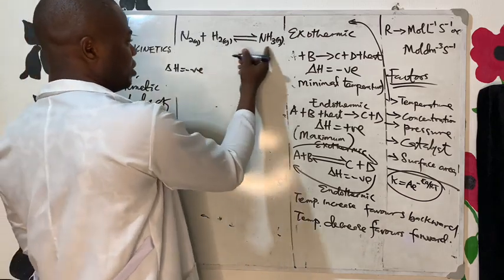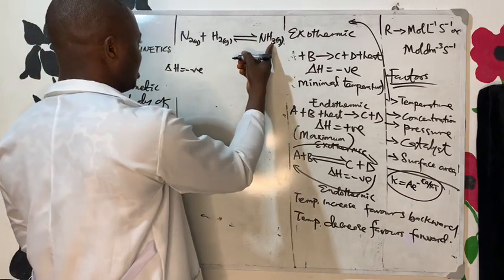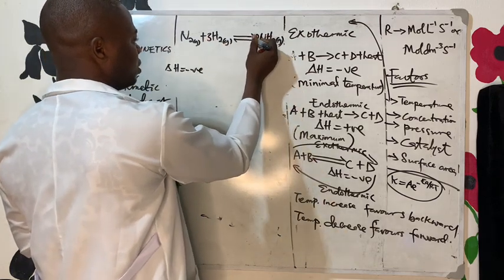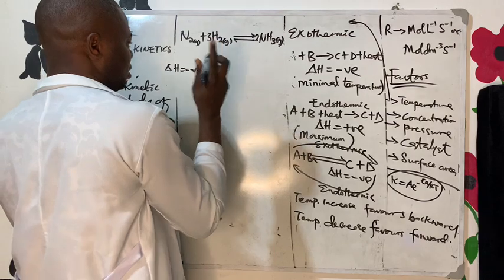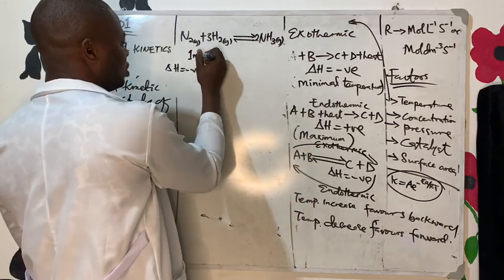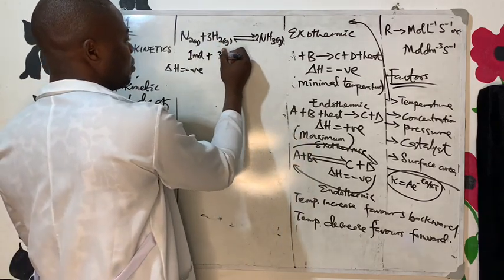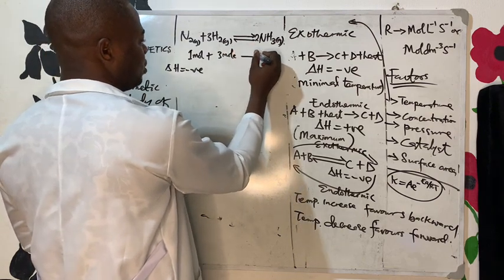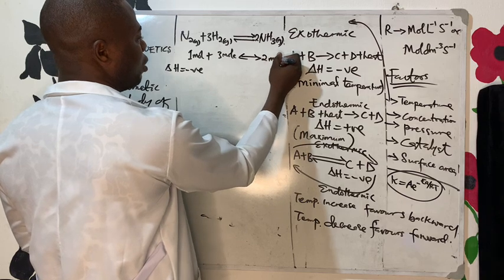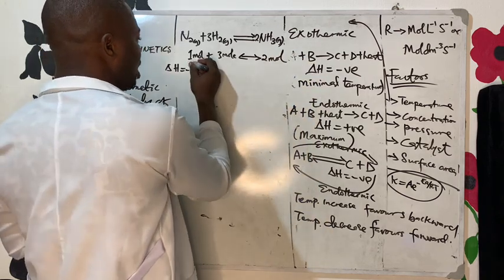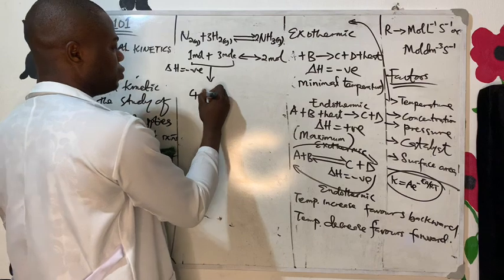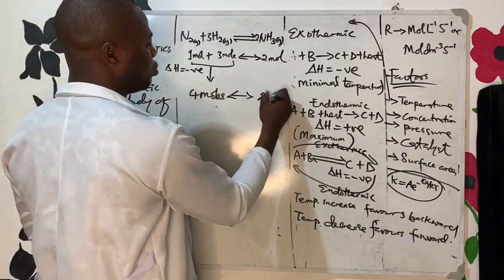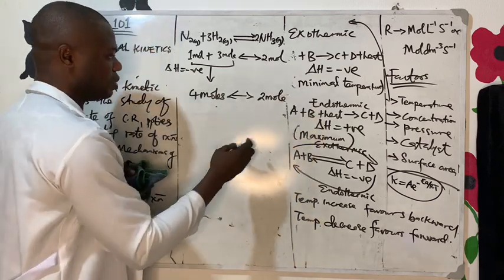Now you see here, the equation is not balanced. So let me put 3 here and put 2 here. So the equation is now balanced. With this, look at this. There is 1 mole of nitrogen reacting with 3 moles of hydrogen, and both give 2 moles of ammonia. So the total moles of the reactants is 4 moles, while that of the product is 2 moles. Now, pressure, I want you to understand.